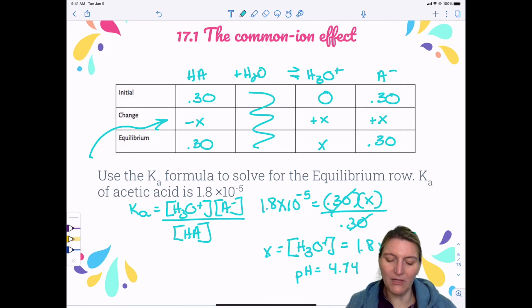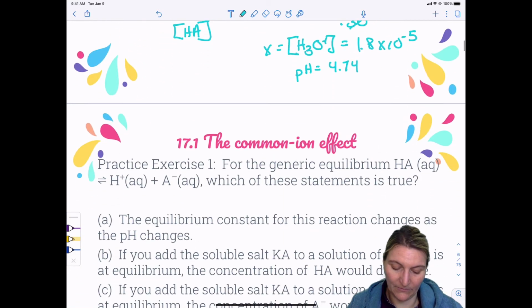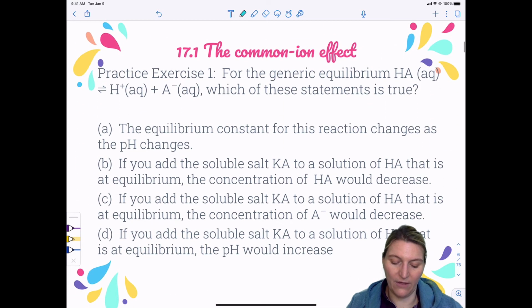Okay? So that is the pH of a weak acid when you have the common ion effect taking place. Here is another question.